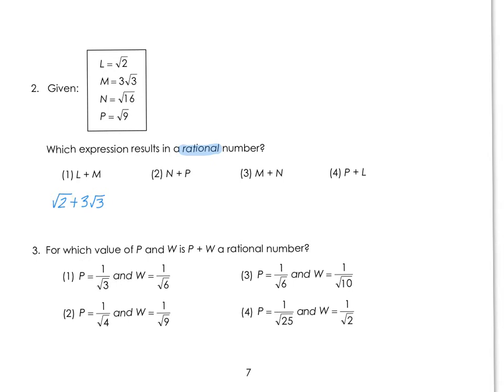So it's radical 2, and then we're adding 3 radical 3. When we do that in our calculator, we get this long decimal, non-terminating, non-repeating, can't be written as a fraction. That's irrational, so that's not the answer.